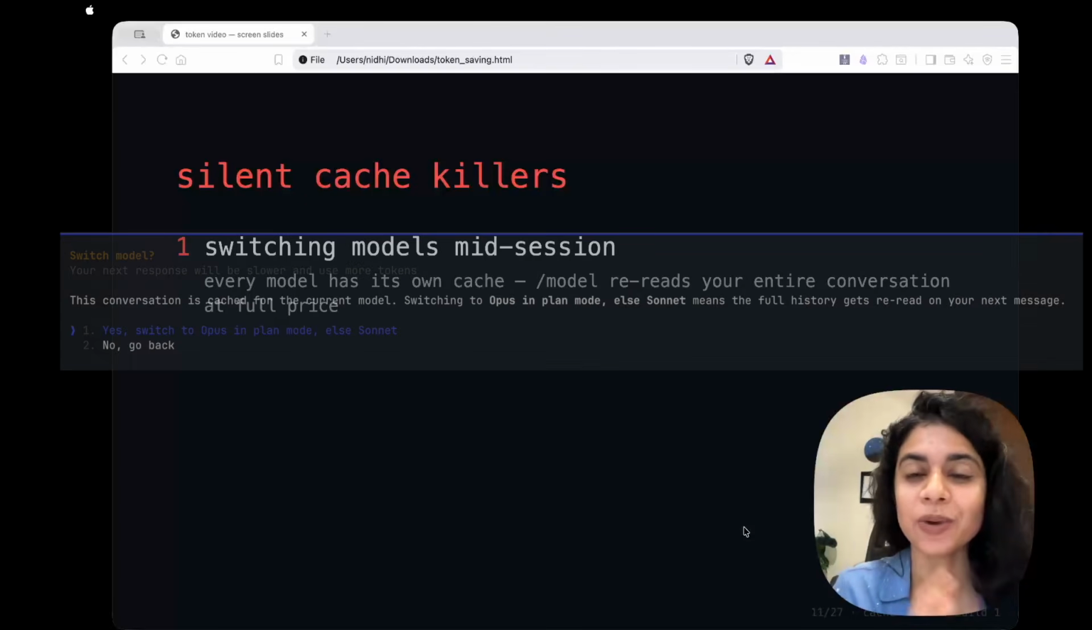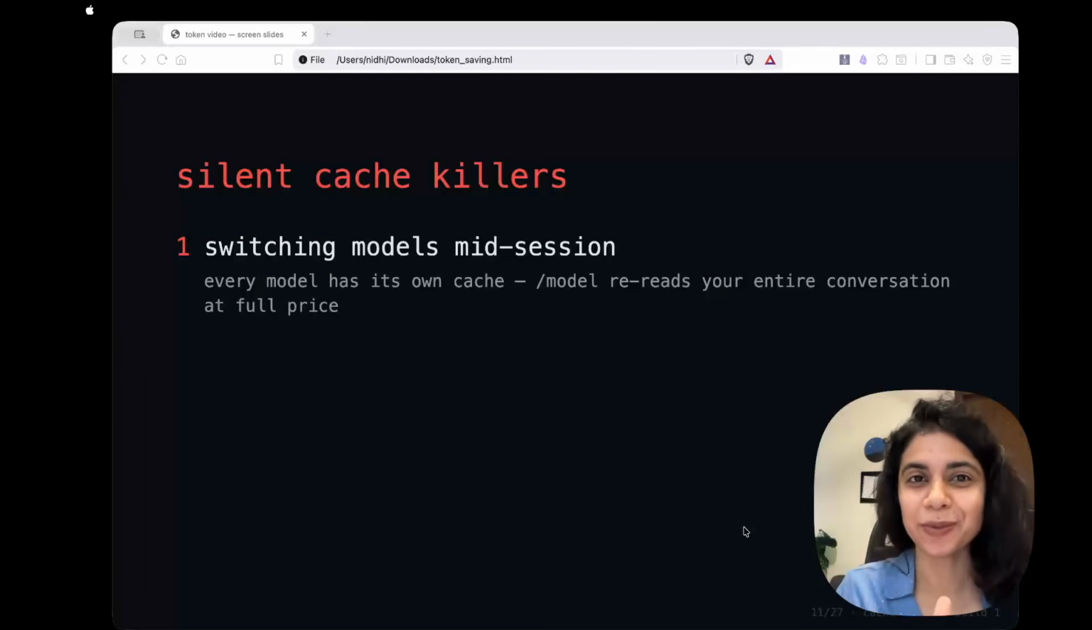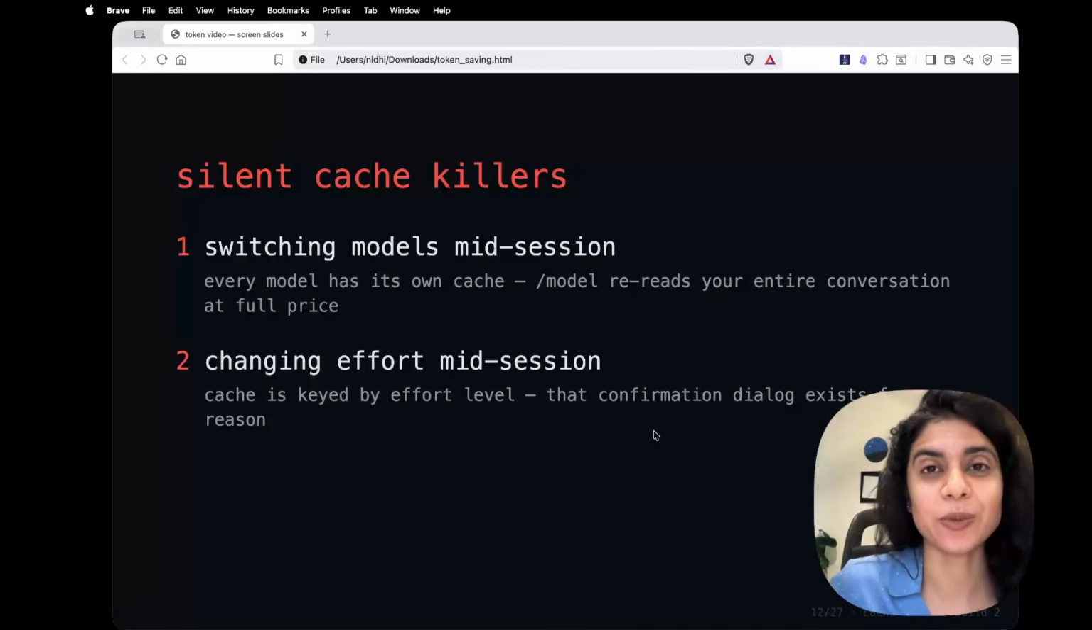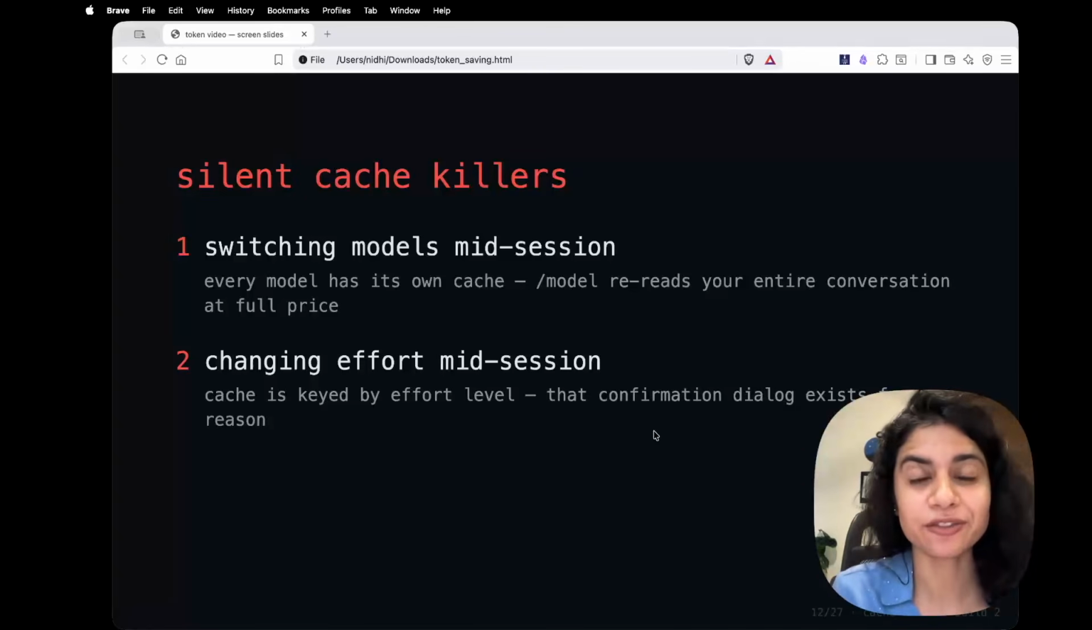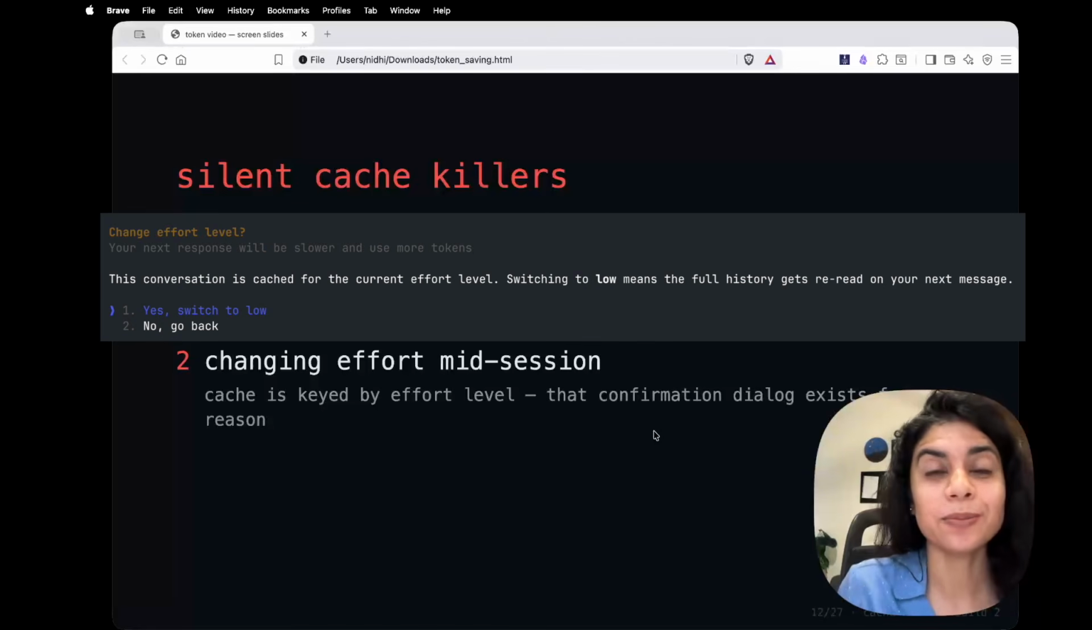And if you've seen people on YouTube claiming that you should switch to a cheaper model to save cost, that's not going to work, because of this reason. Switching models in between is a cache killer. The second thing is changing effort in between of sessions. If you change the effort by typing the slash effort command, then that is going to break the cache, because the cache is keyed by the effort level as well.